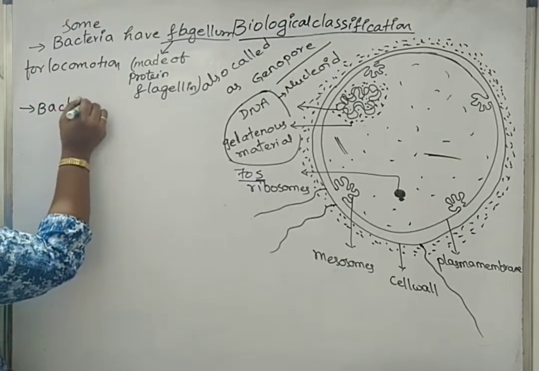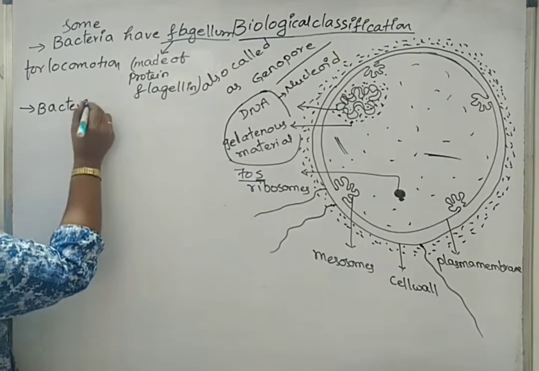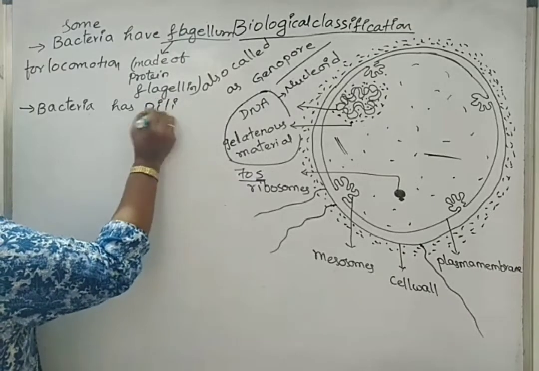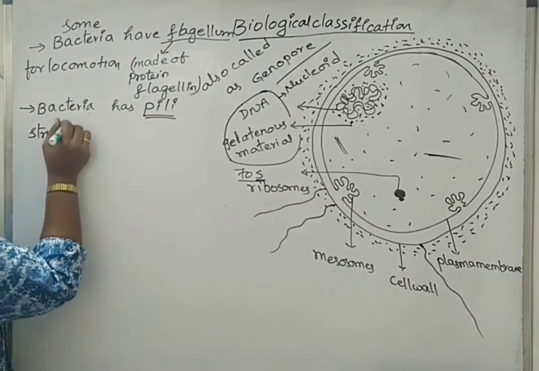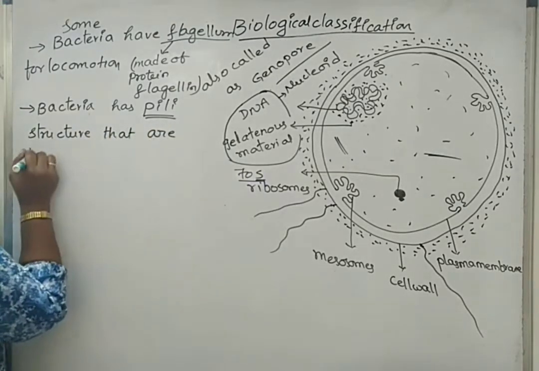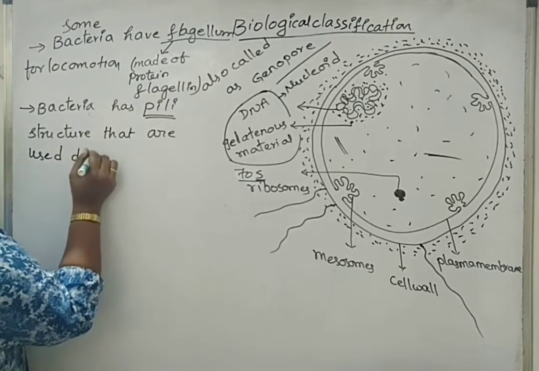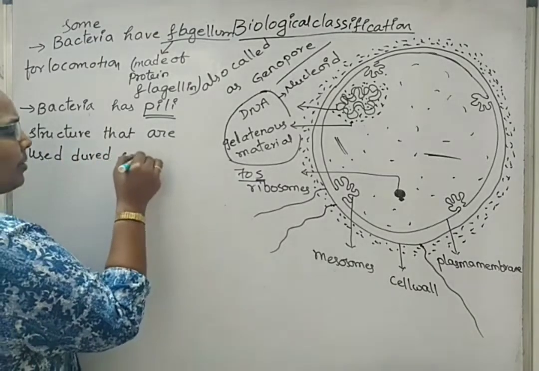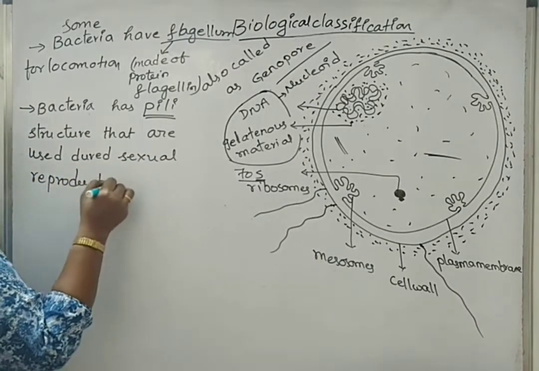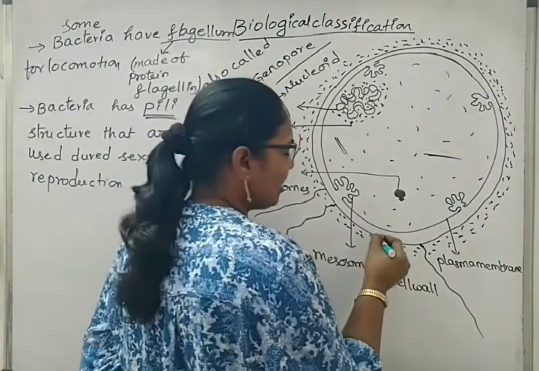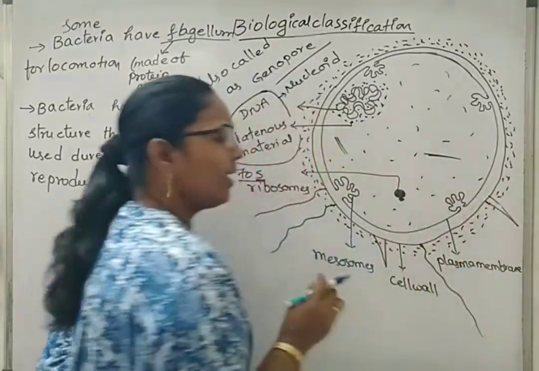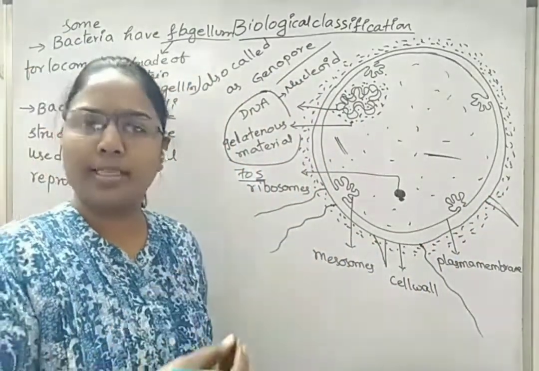Bacteria have pili, structures that are used during sexual reproduction. Pili are very small or shorter compared to the flagellum. They help in adhering to the other bacteria.